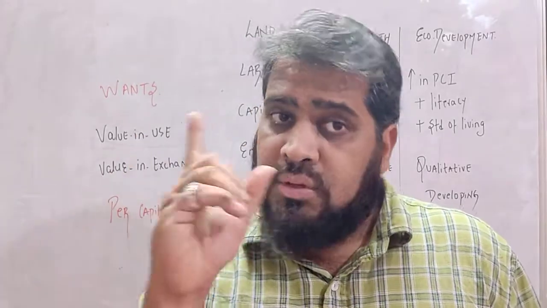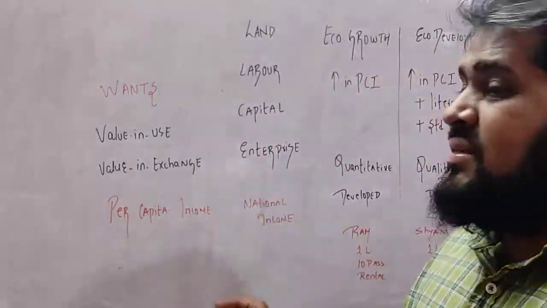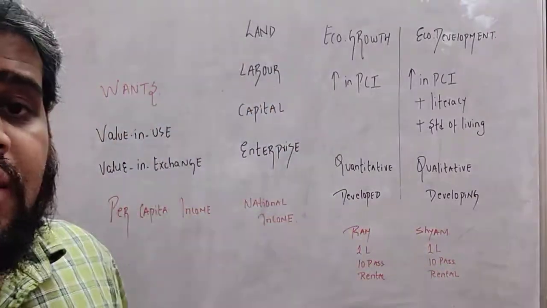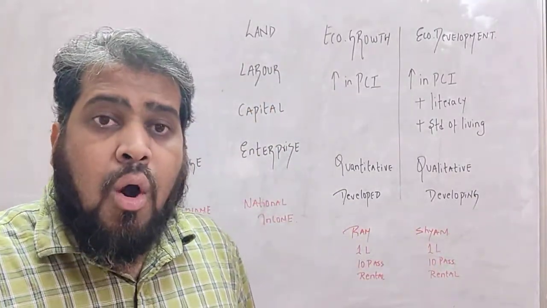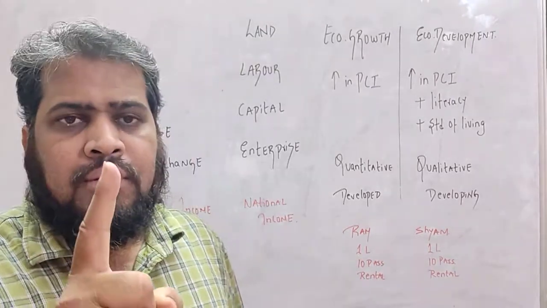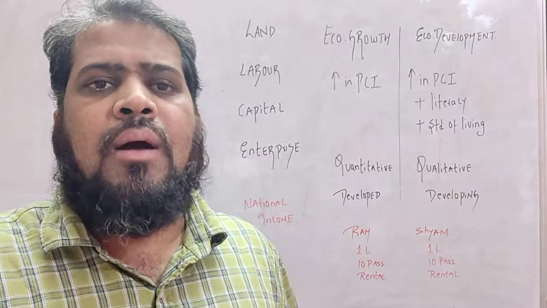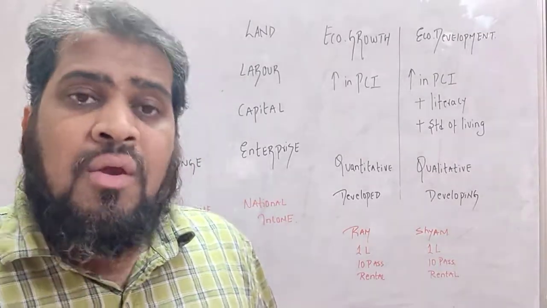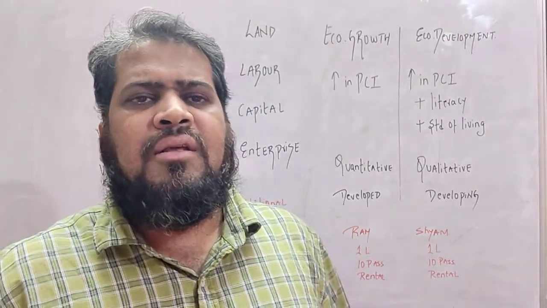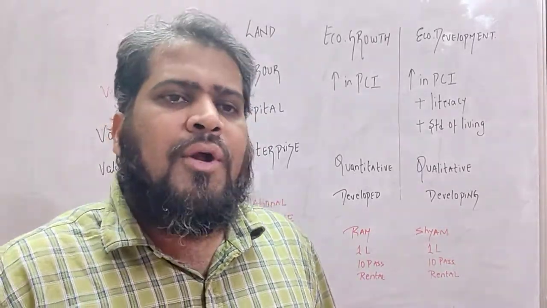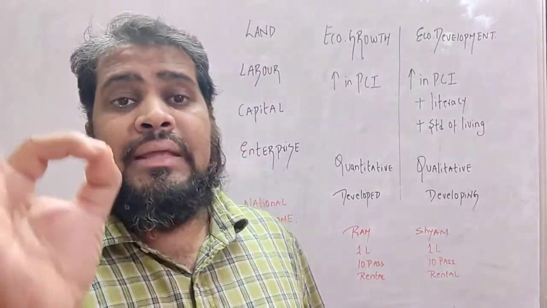Not month wise, so year wise. Okay, and the second one is national income. What is national income? National income means the income of one country in 1 year. We are told, okay sir, Indian income is so many crores, billions and trillions of rupees, but what you are telling is national income.